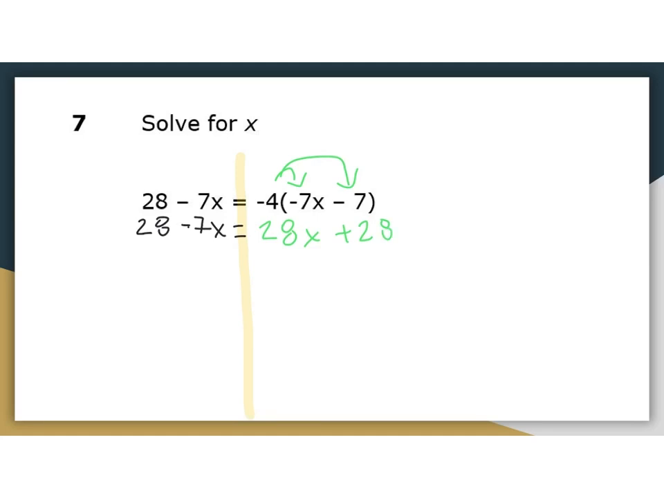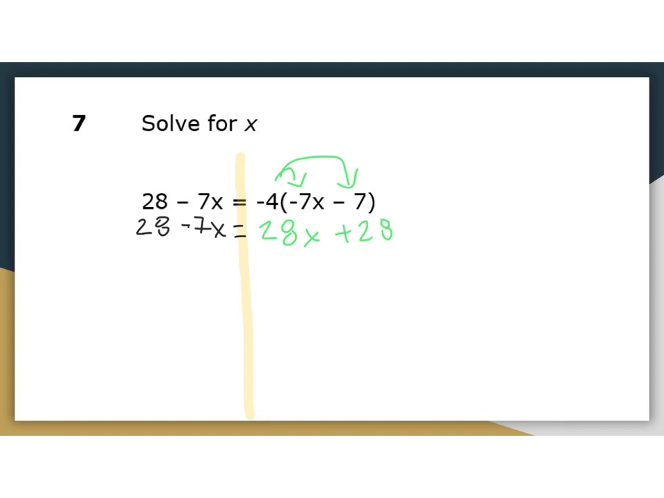The next step is going to be to get our variables on the same side. Once again, it doesn't matter if you move the negative 7x or the positive 28x. What matters is that you are using that inverse operation. If you choose to move the negative 7x, you're going to do that by adding 7x to both sides. If you choose to move the 28x, you're going to do that by subtracting 28x from both sides. They are on opposite sides. To move them, you have to use that inverse operation.